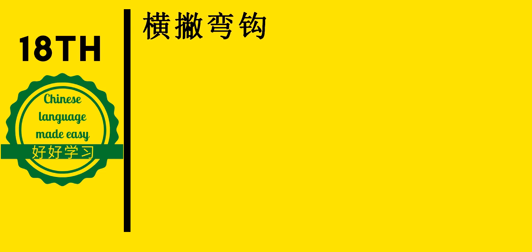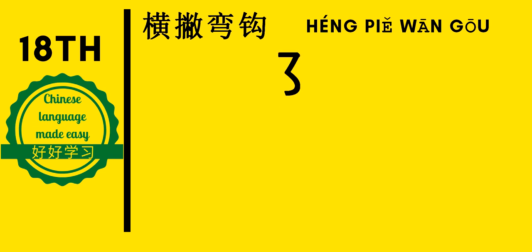The 18th stroke is Heng Pie Wan Gou. This is the symbol, and in English it is known as the horizontal with a left falling and a curve. The writing direction of this is that it starts from a heng, and it will have a left falling, and then it will have a curve. So it is Heng Pie Wan Gou.